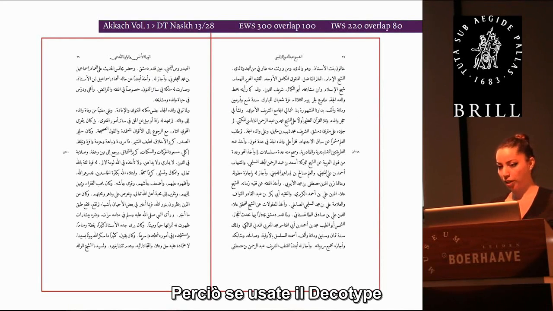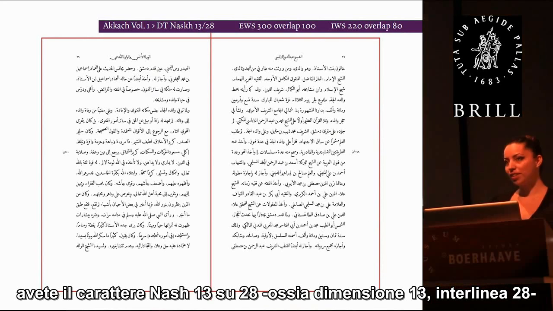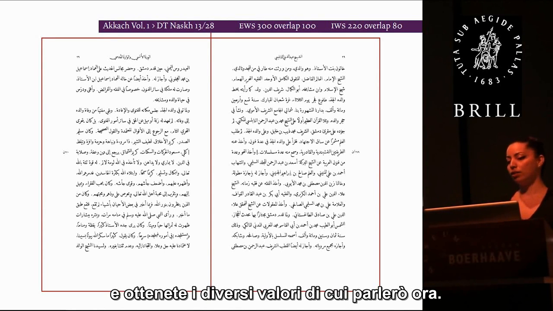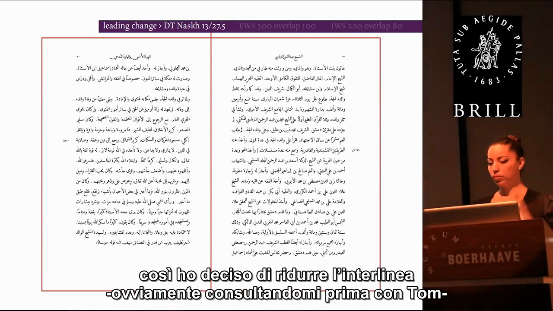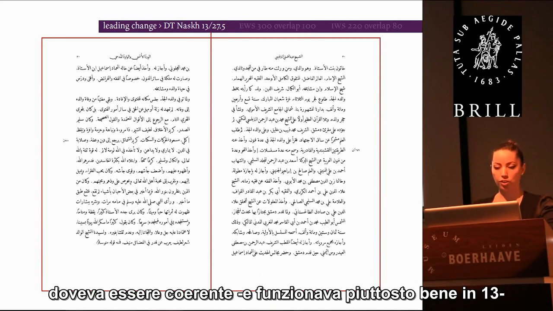So if you use DecoType, and this was the volume 1 base template, you have a 13/28 naskh font, which is size 13, line spacing 28, and you have different values that I will go through right now. First thing is, when I saw that, I thought that the text was floating too much, so decided to reduce the leading, of course, with consultation with Tom, and we maintained the type size because it had to be consistent, and it worked quite well at 13.